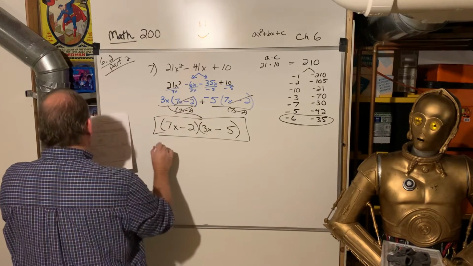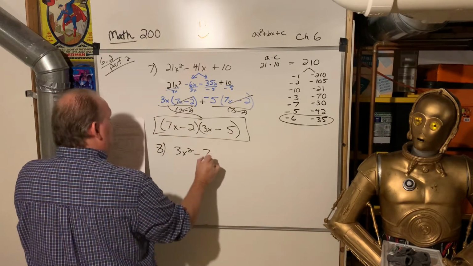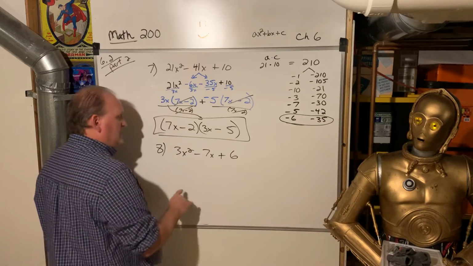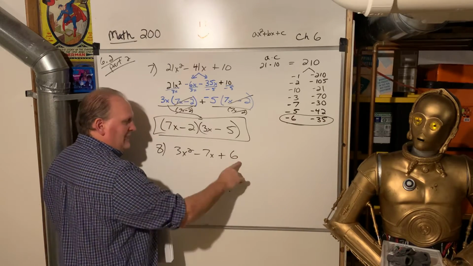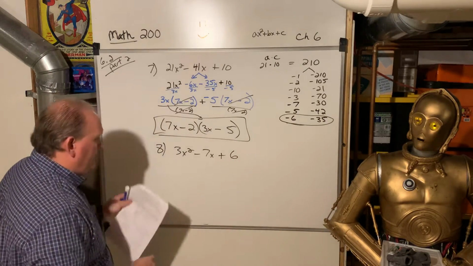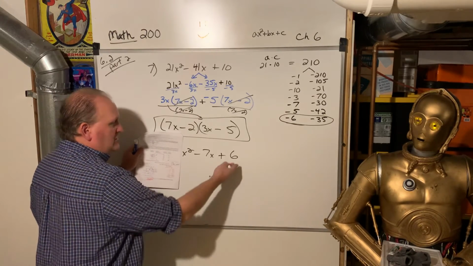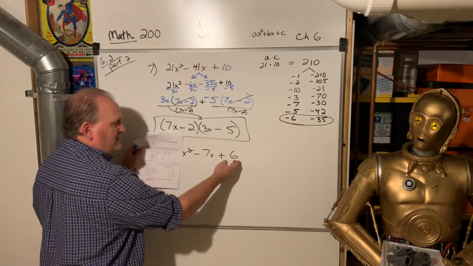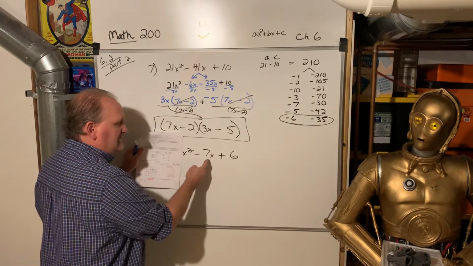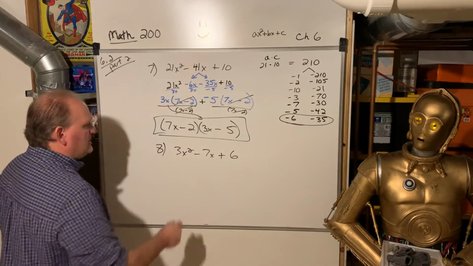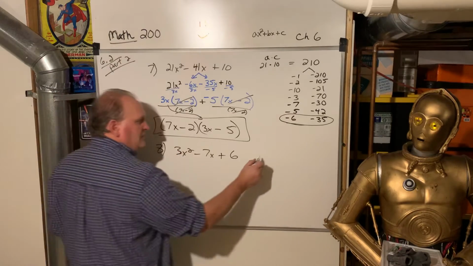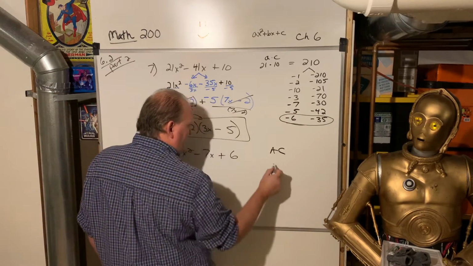So number 8, 3x squared minus 7x plus 6. So again, I have a 3 out front and I can't get rid of it. Again, if this weren't there, I would just factor it and I would be done as soon as I found the combination that multiplied to be positive 6 and added to be negative 7. All right? But because there's a 3 there, that is not an option. So I'm going to do the AC method.